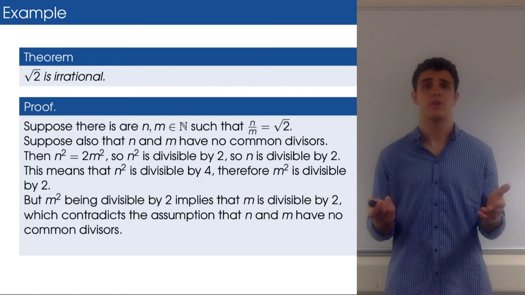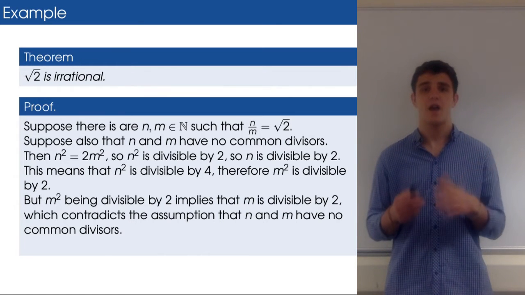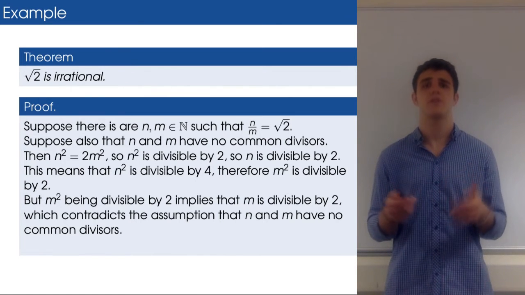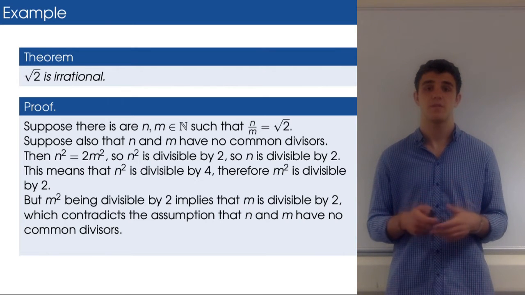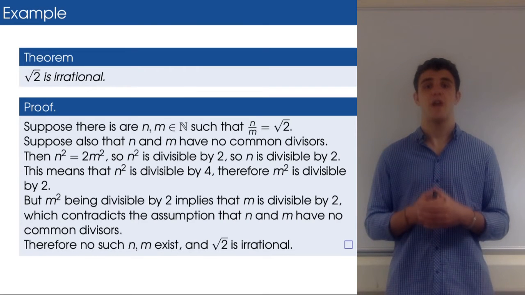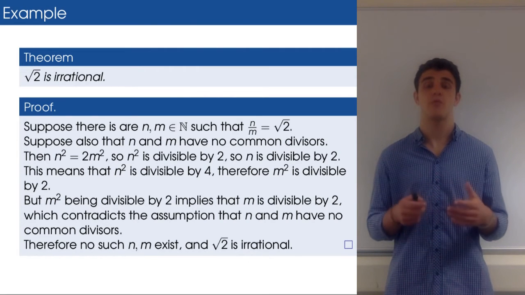Therefore, we have a contradiction. Both n squared and m squared are divisible by 2, which contradicts the fact that n and m have no common divisors. Therefore, no such n and m exist, and therefore square root of 2 is irrational.